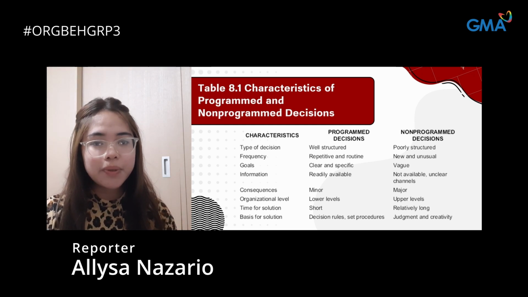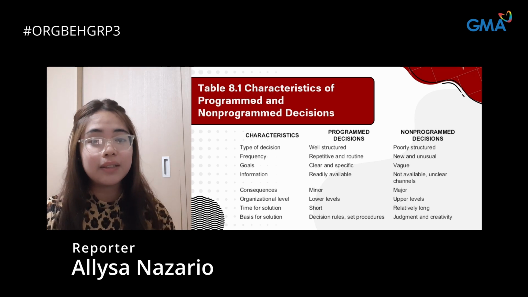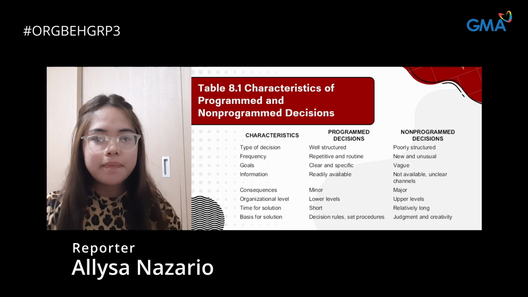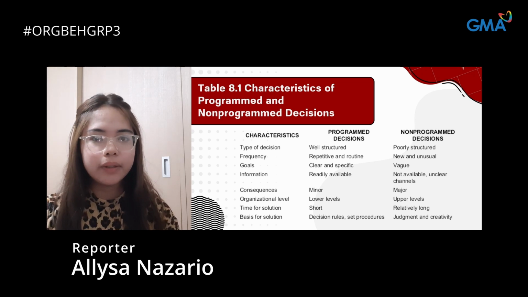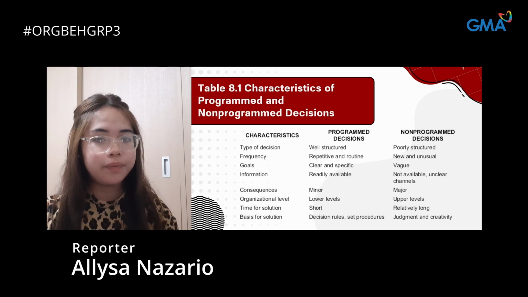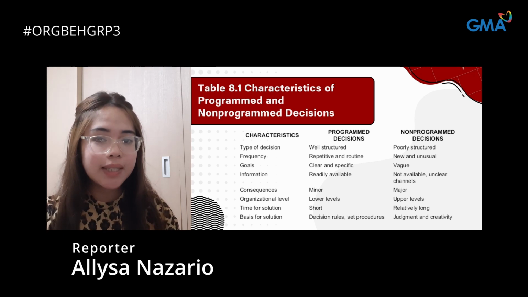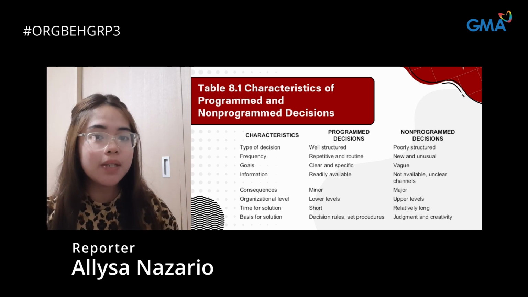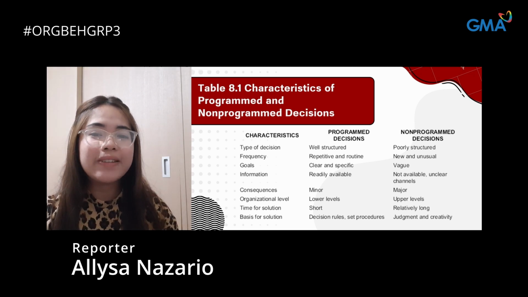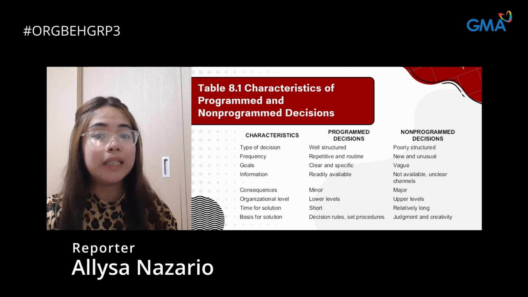For the information, programmed decisions are readily available, while in non-programmed decisions, information is not available, and they are also in clear channels. As for the consequences, program decisions are minor, but to non-program decisions, consequence is a major thing to consider. For the organizational level, program decisions are managed by the lower level positions, while non-program decisions are managed by upper level positions. For the time of solution, program decisions are short, while non-program decisions are relatively long.